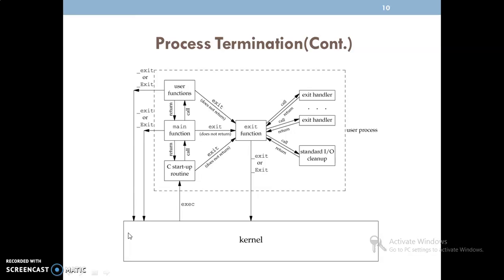This is the block diagram with respect to process termination. Let us make the observation. The program starts by calling the exit function. Then the C startup routine is called. Then the main function is called. Under the main function, we call different user functions. The user function may contain the exit function. That exit function again returns status to the kernel here.